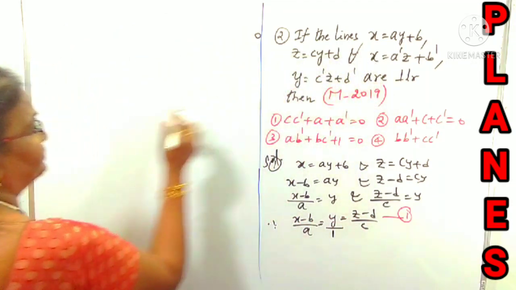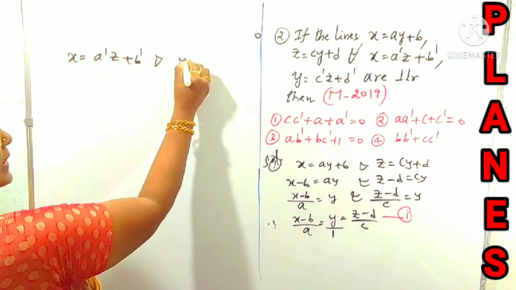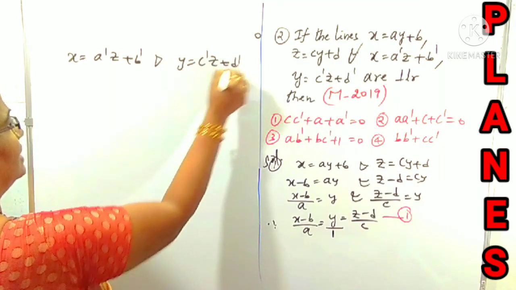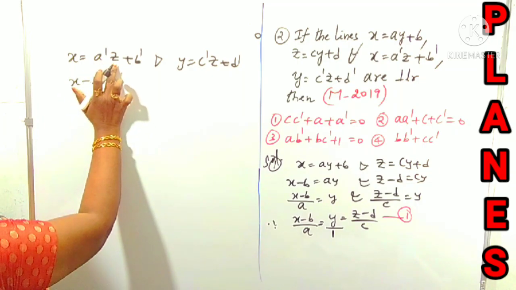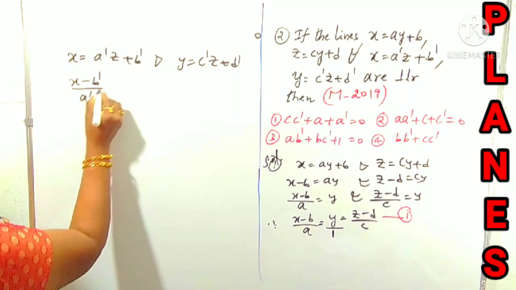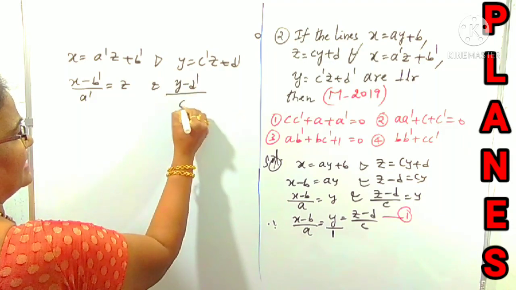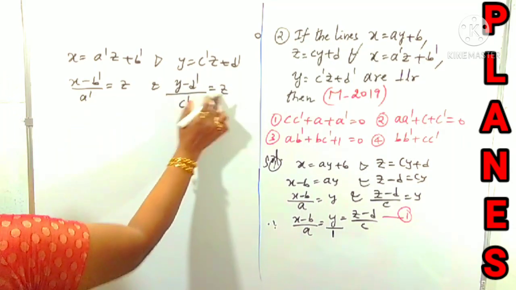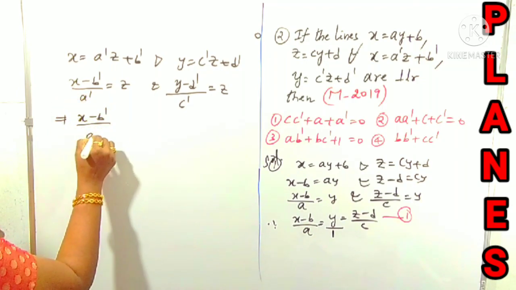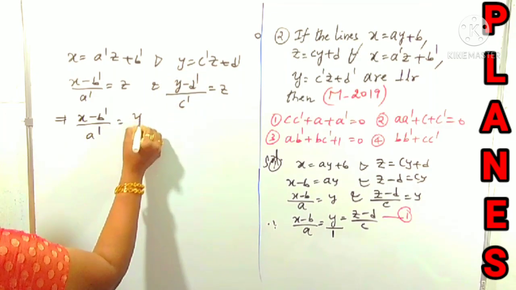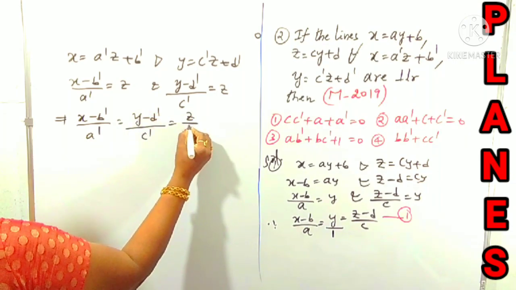The third and fourth: X is equal to A dash Z plus B dash, and Y is equal to C dash Z plus D dash. The Z term is there in both. X minus B dash is equal to A dash Z. By taking A dash to this side, X minus B dash by A dash is equal to Z. Same way here also, Y minus D dash by C dash is equal to Z. Both are equal to Z, so what can you write as the combination? First the X term, X minus B dash by A dash, is equal to the Y term, Y minus D dash by C dash, is equal to Z, which I write as Z by 1.